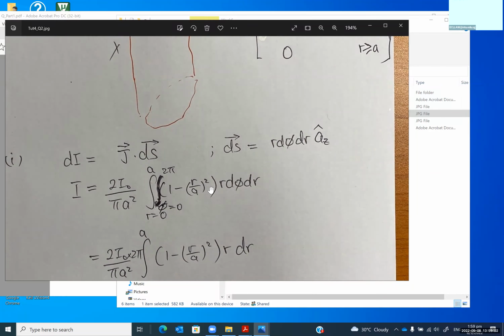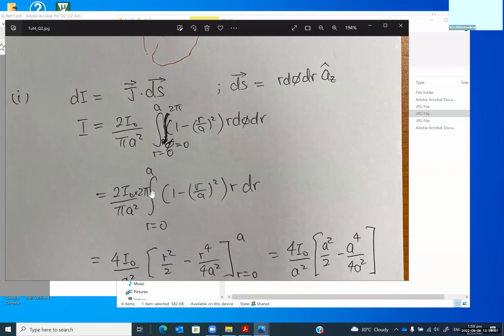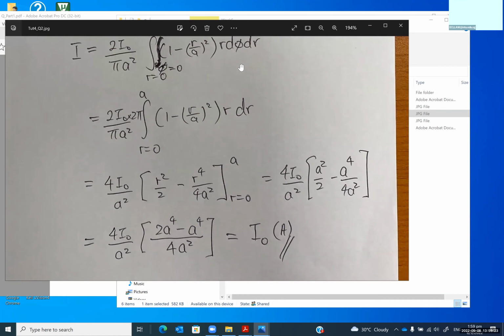So the first integration is very simple. Just multiply by phi, so multiply by 2 pi. Next, integrate with dr. This is also a very simple integration. Just expand out: r times 1 is r, integrate r is r squared over 2. Then expand out this one, you have r cubed over a squared. Integrate r cubed, you have r to the power 4 divided by 4, with the a squared there. Then we put r from 0 to a, do some algebra, and you find that it's I naught.